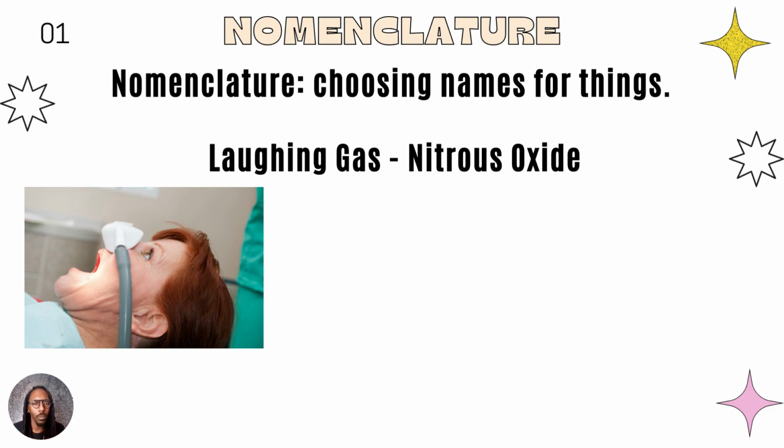All right, so let's get into this. The very first thing that I have to cover is nomenclature. Nomenclature is a term that we use when we're talking about naming compounds. So essentially, the definition of nomenclature is just choosing names for things. So when we're talking about chemistry nomenclature, we're talking about how they chose the name for those chemicals.